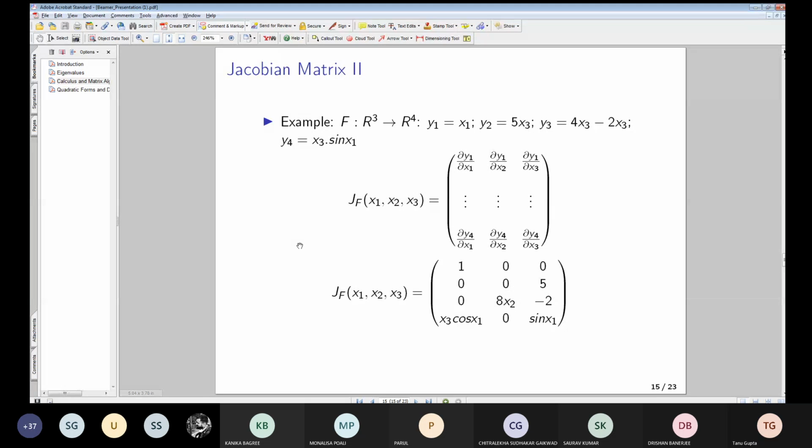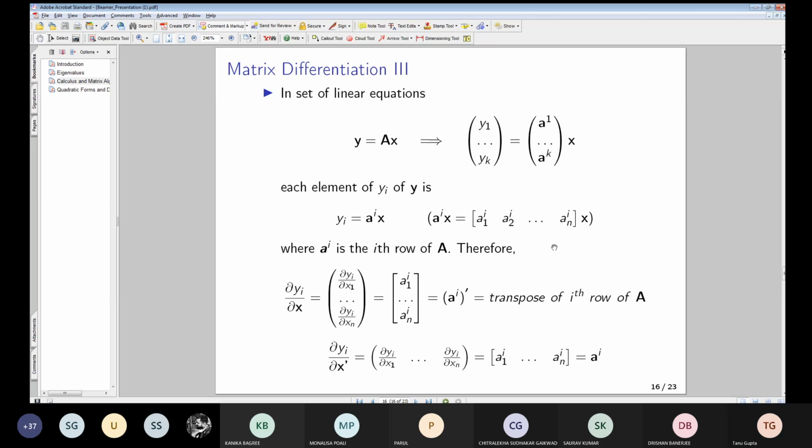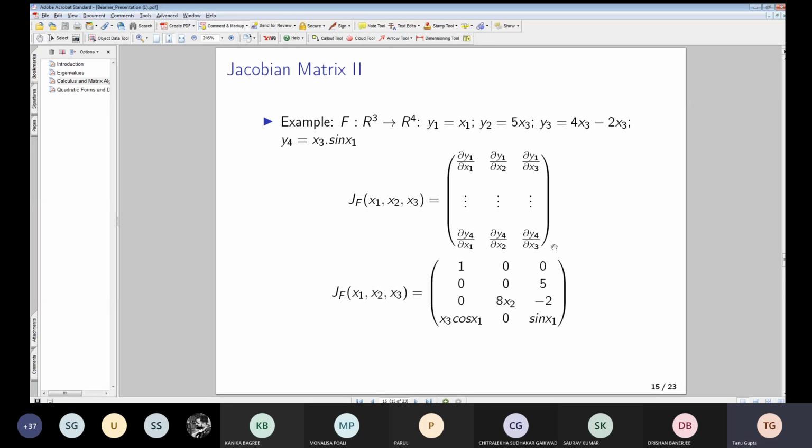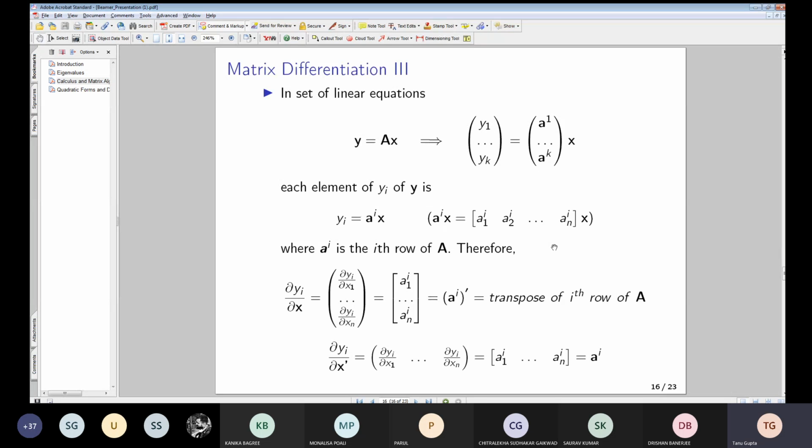Okay, so now let's move to another important topic. Now we'll talk about the set of linear equations. Okay, so this is important in the sense that if you have a system of equations, say y is equal to Ax, and somebody asks you what the derivative of this system of equations is, then how do you find it?